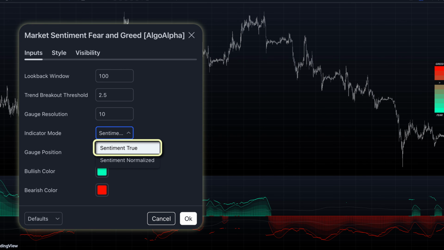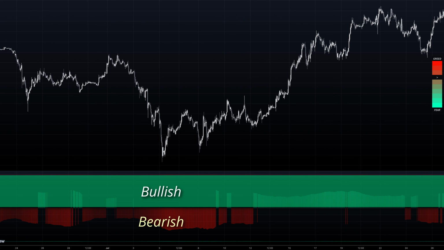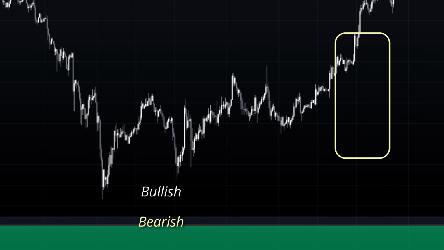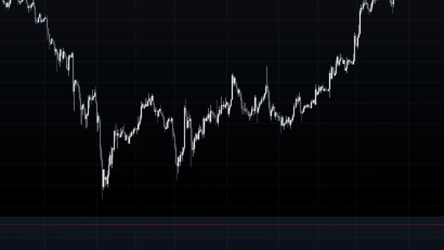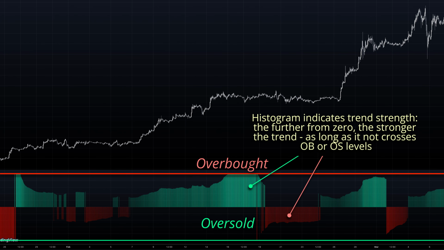Two display options are available. Sentiment True mode shows raw data. Sentiment Normalized mode displays simplified scaling. The indicator uses green for bullish and red for bearish conditions, with an optional gradient table showing sentiment strength. While the market sentiment indicator primarily shows overbought or oversold conditions, you can also use it to identify trend strength.